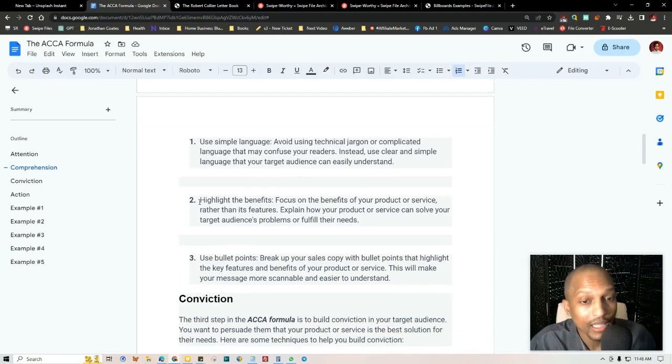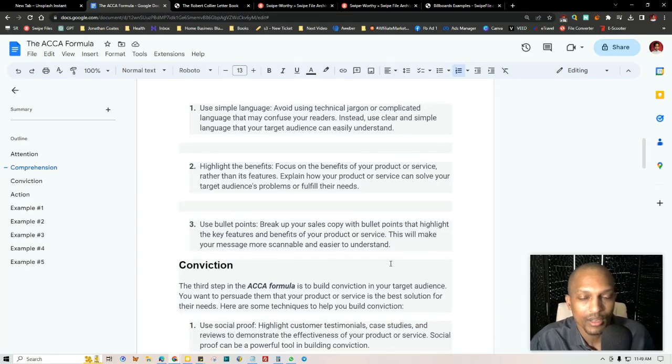Number 2, highlight the benefits. Focus on the benefits of your product or service rather than its features. So explain how your product or service can solve your target audience's problems or fulfill their needs. Use bullet points. Break up your sales copy with bullet points that highlight the key features and benefits of your product or service. This will make your message more scannable and easier to understand.